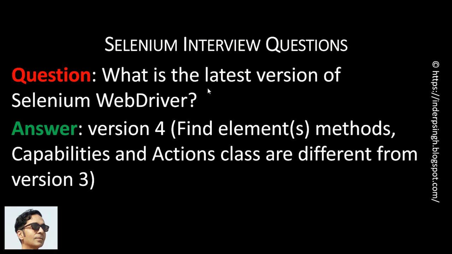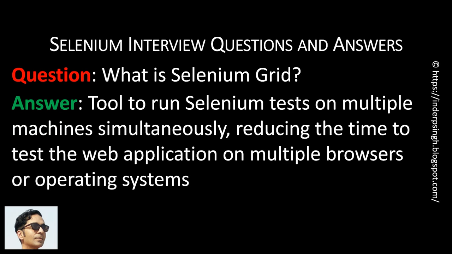What is the latest version of Selenium WebDriver? Version 4. In Selenium WebDriver 4, find elements, methods, capabilities, and actions class are different from Selenium version 3. What is Selenium Grid? It is a tool to run Selenium tests on multiple machines simultaneously, reducing the time to test the web application on multiple browsers or operating systems.